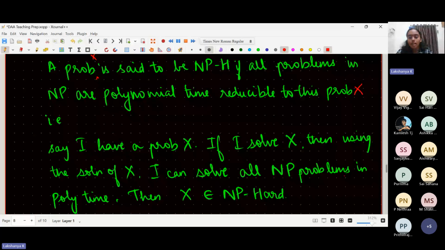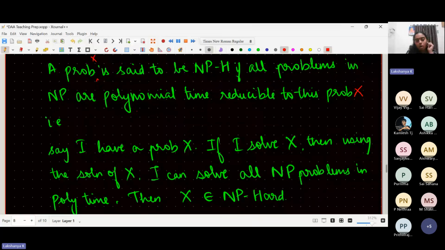So the idea here is all NP problems are at least as hard as X, right? So you have to first get the solution of X and then you do some operation, some manipulation in polynomial time to get a solution to these NP problems, right? Which means all of these are at least as hard as X.